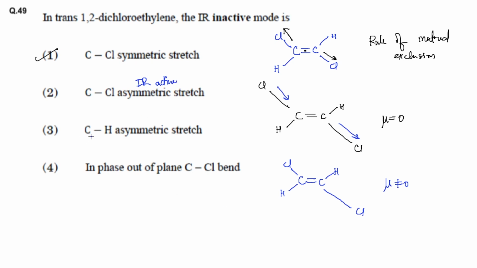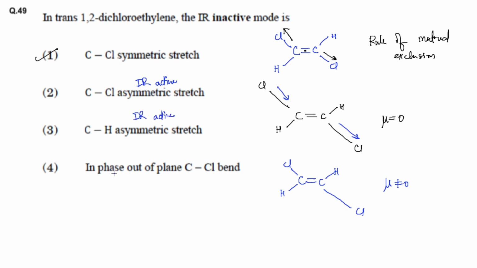Next, again, a CH asymmetric stretching. Similar thing is going to happen with carbon and hydrogen. Now your carbon, one of the hydrogen will have a longer bond. So here you have to look upon this. One of the hydrogen bonds will be longer and the other one will be shorter. So again, the same thing is going to happen. So this will again be IR active.